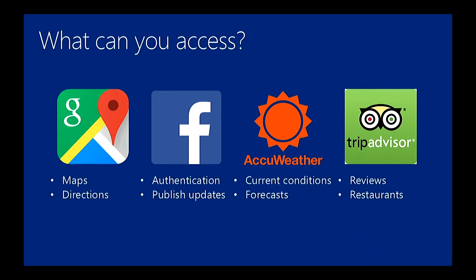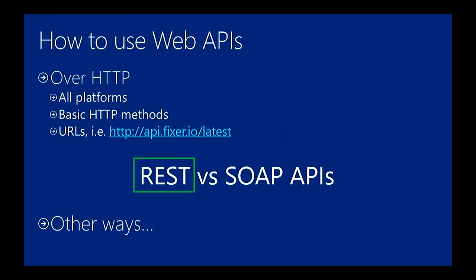These are some of the features that you can do. With Google Maps, you can get maps and directions. With Facebook, a lot of it's just their authentication system, and you get a whole bunch of different apps which use it. Weather is a pretty basic one, and TripAdvisor. And there are many more APIs out there.